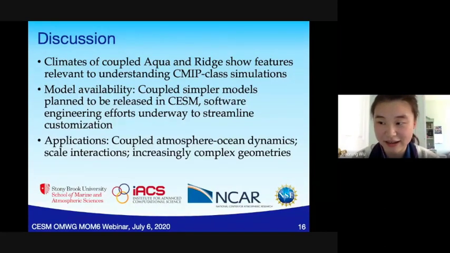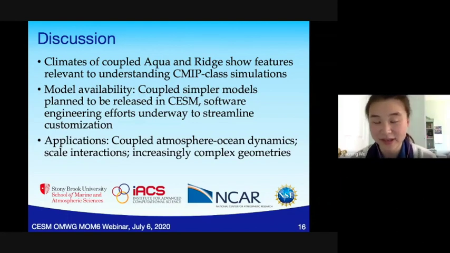To put down a couple of points of discussion at this point: despite the simplification in the overall geometry, the climates of the coupled Aqua and Ridge cases show some features which are relevant to understanding the comprehensive, realistic type of simulations, in terms of how the ocean geometry impacts the overall climate state, as well as features like the meridional heat transport.